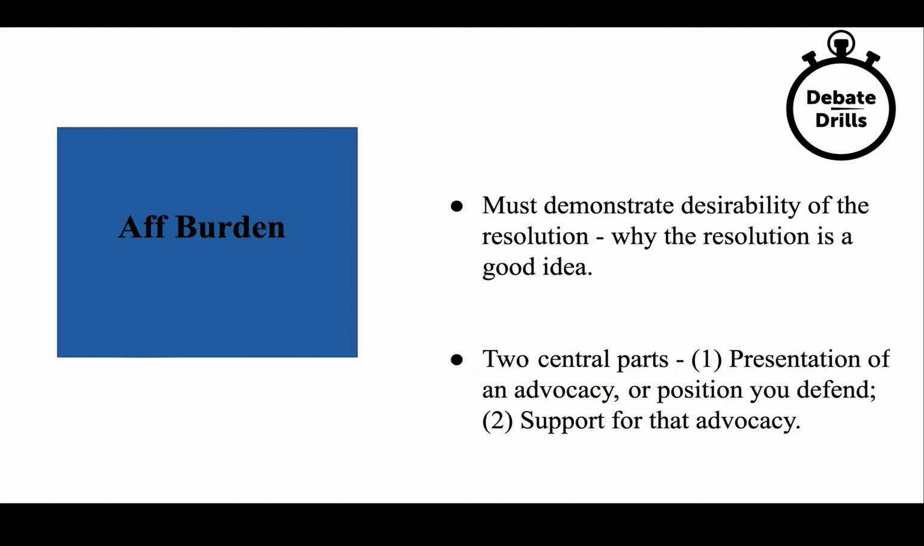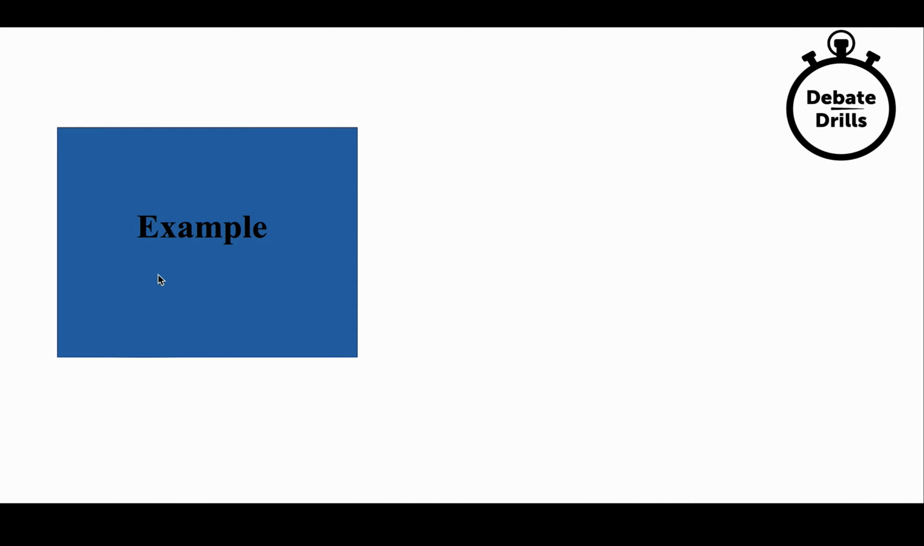So if you think of the advocacy as a table, you think of the support for it, or the contentions, as the legs. They prop up that table and keep it sturdy. So, similarly, your advocacy will be supported by your contentions or your advantages.